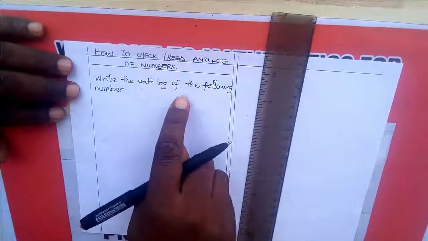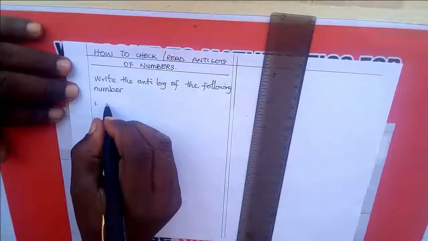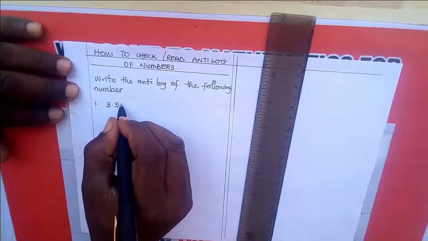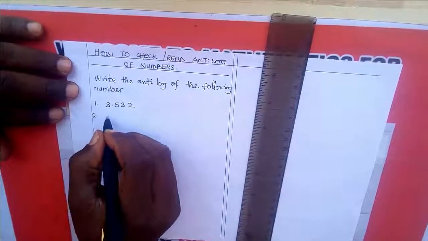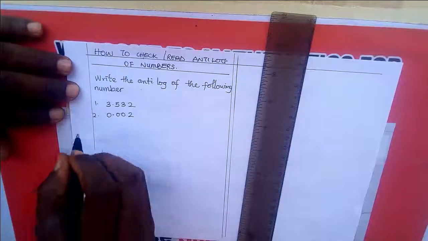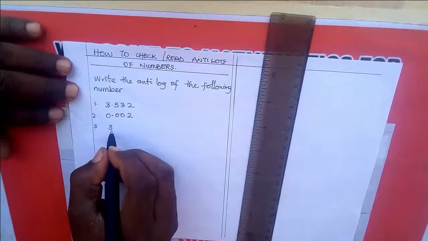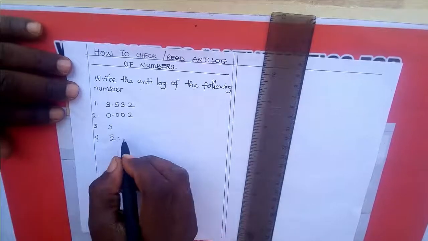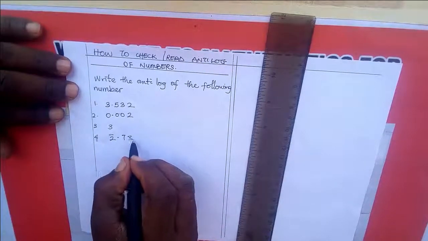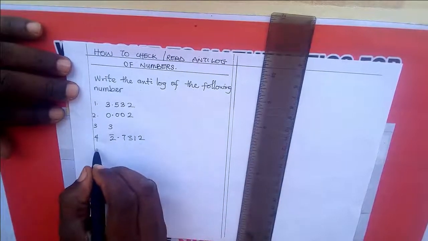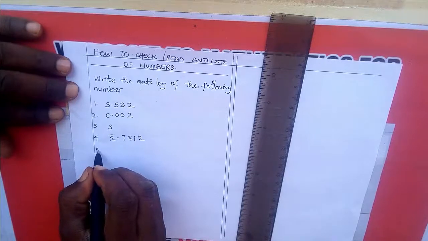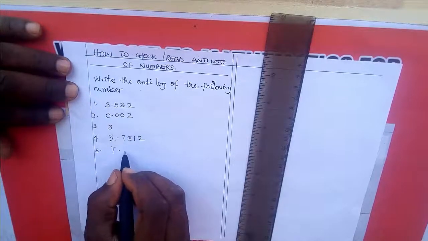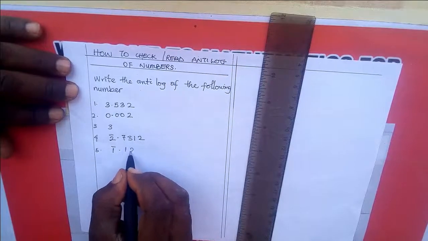Write the antilog of the following numbers. 1, 3.532; 2, 0.002; 3, 3; 4, bar 2.7312; 5, bar 1.124.